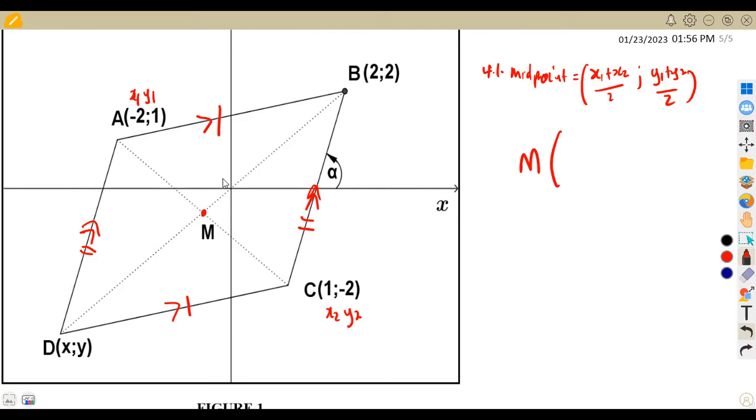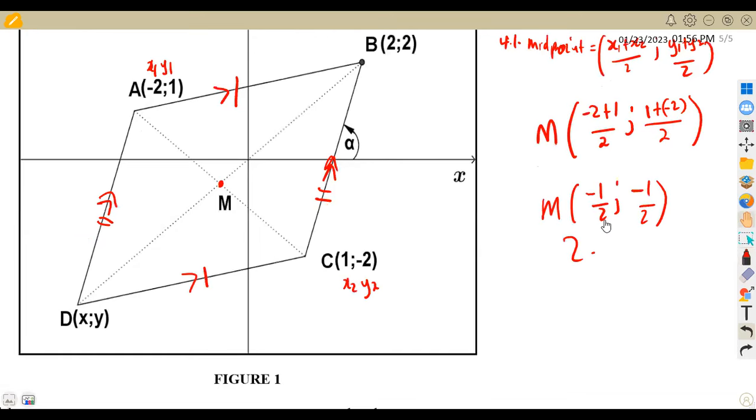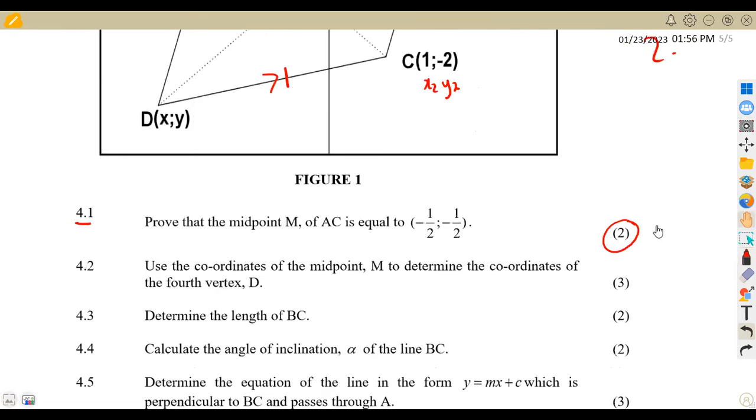So x1 and x2, that's minus 2 and 1. So we're going to add minus 2 plus 1 over 2. Then we move on to y1 and y2, where y1 is 1 and y2 is minus 2. So it's 1 plus minus 2 over 2. You can just simplify this on your calculator, but guys, minus 2 plus 1, that's minus 1 over 2. 1 minus 2, that's minus 1 over 2. So as we can check, this is proved. We can see that our M is truly minus half. So that's the point M.